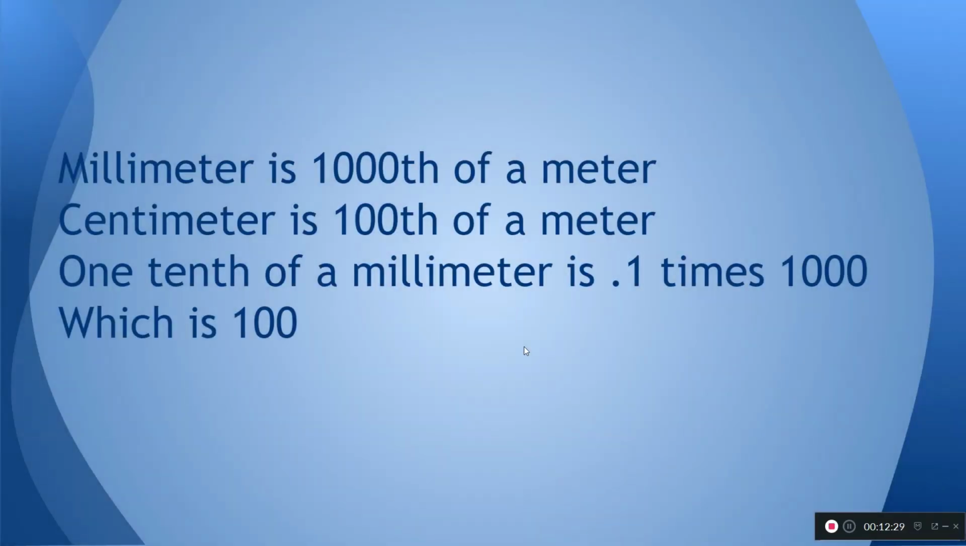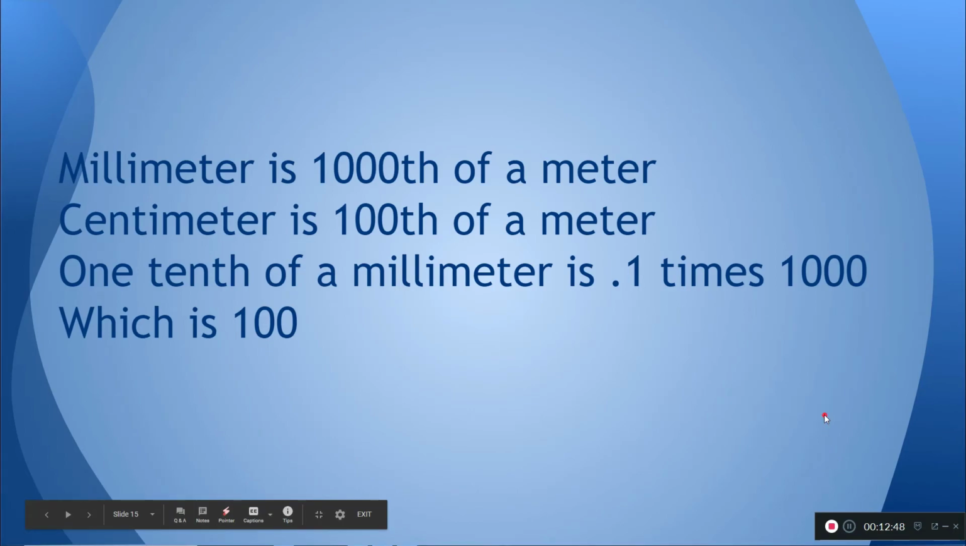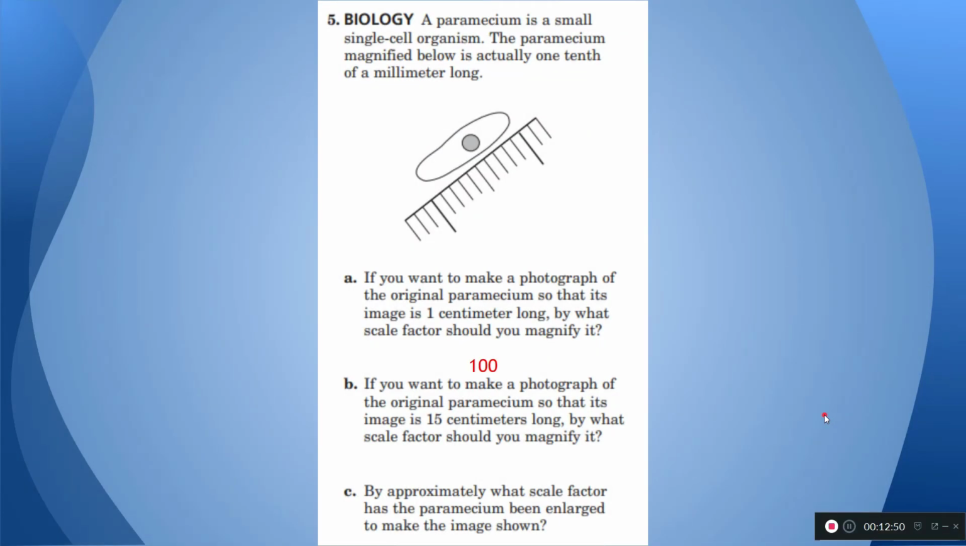Okay, the first thing that we have to keep in mind is that a millimeter is 1,000th of a meter, and that a centimeter is 100th of a meter. 1/10 of a millimeter is 0.1 times 1,000, which is 100. So the answer to A is 100, and let's go ahead and move on to B now.